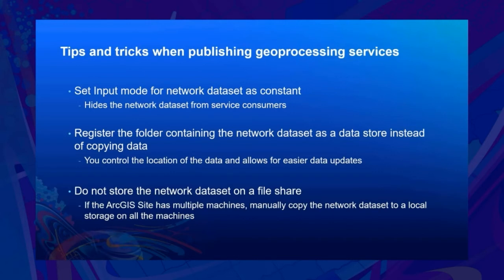Now, the end users of your routing services do not need to specify the network dataset used for routing. So hide that network dataset parameter from your service API by setting the input mode as constant for this parameter. When you are publishing the routing services, you have to tell ArcGIS Server where the network dataset used for the analysis is. You should do this by registering the folder containing the network dataset in the ArcGIS Server's data store and not let ArcGIS Server copy this data for you.